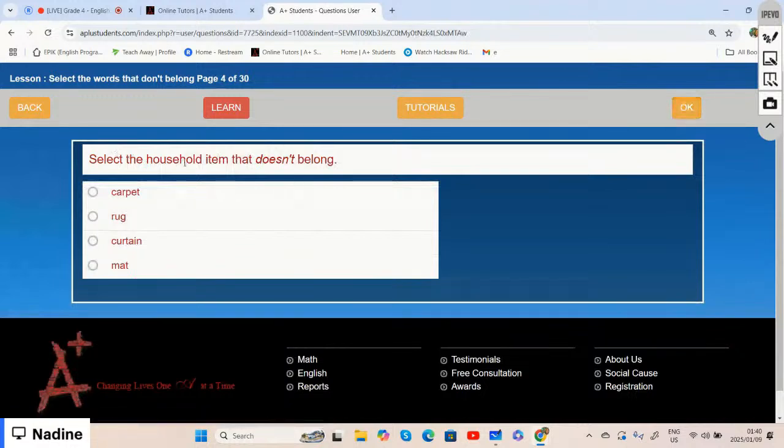All right. Let's select the household item that doesn't belong. Household items: a carpet, rug, curtain, mat. You have a carpet, you have a rug, you have a curtain, you have a mat. What is the word that doesn't belong?